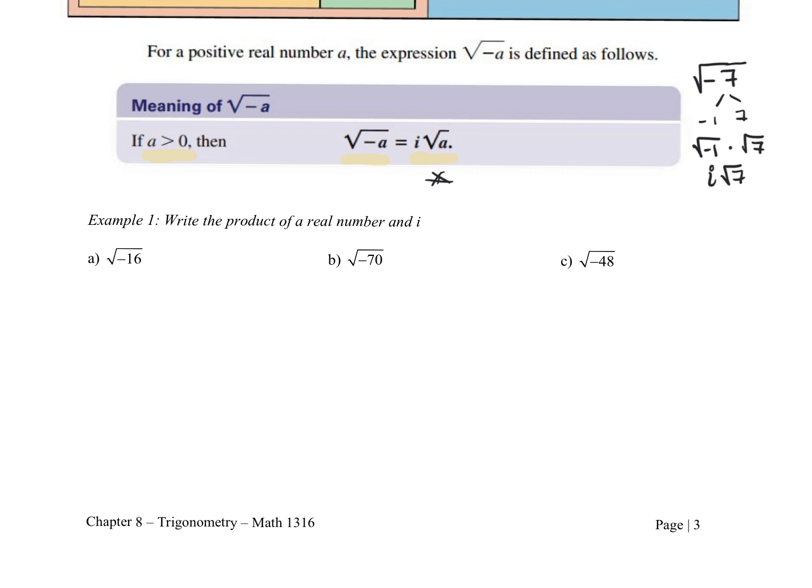So the first thing I'm going to do always is deal with that i. So this is going to be i root 16. The square root of 16 is 4, so this is just 4i.